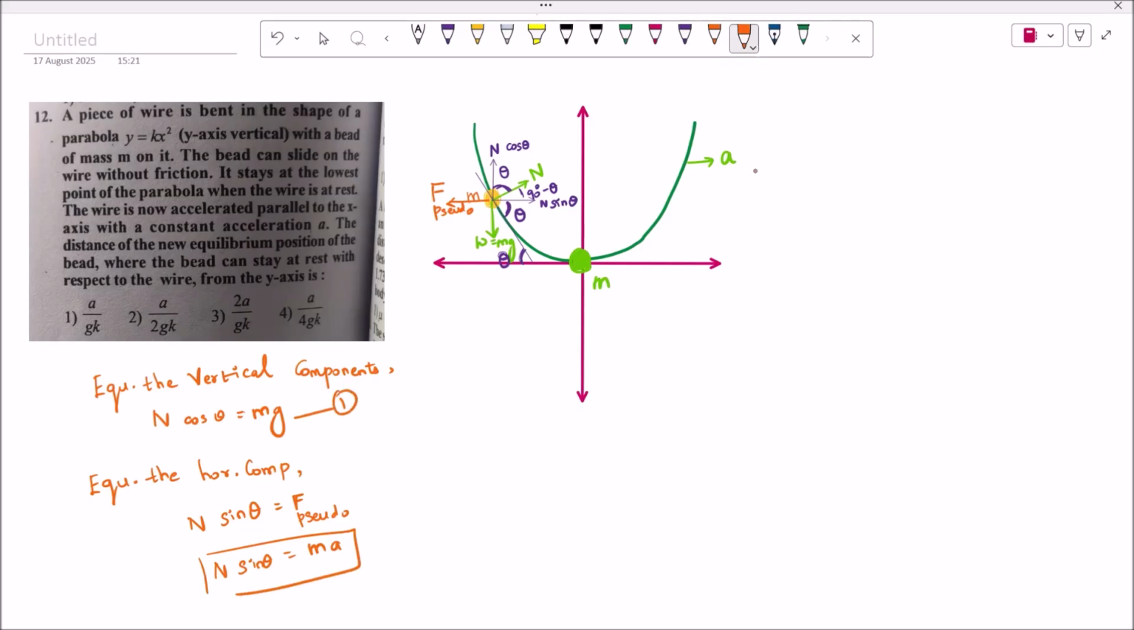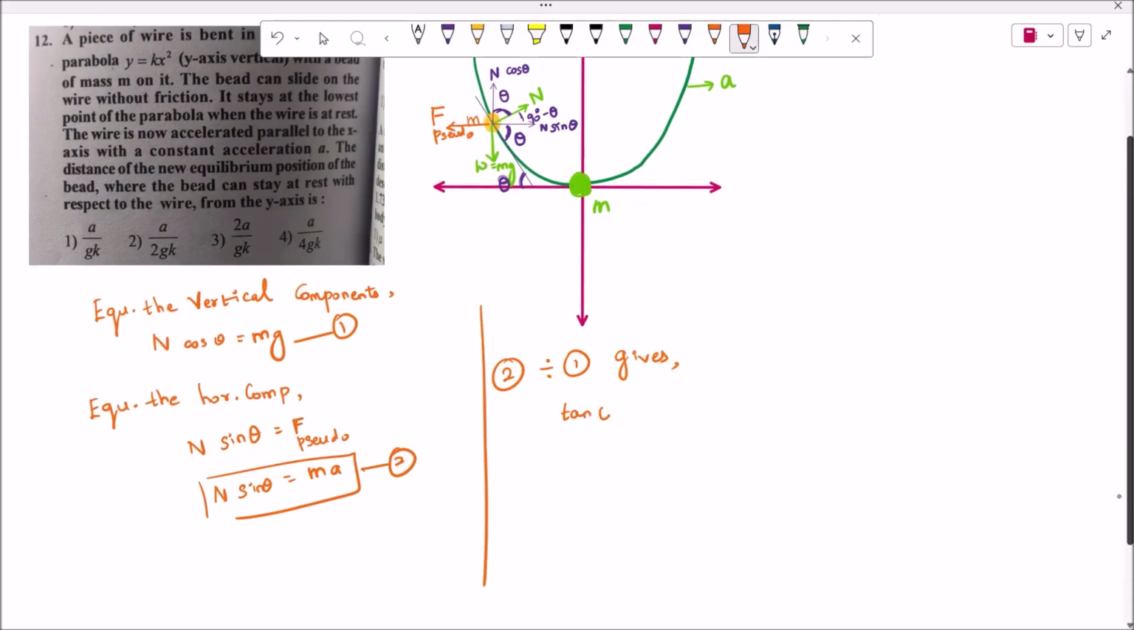Now let's take this as the first equation and this as the second equation. Let's do 2 divided by 1. Tan theta is equal to a by g. Let's take this as equation number 3.